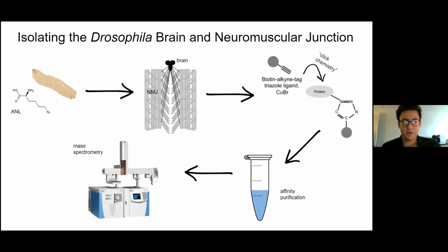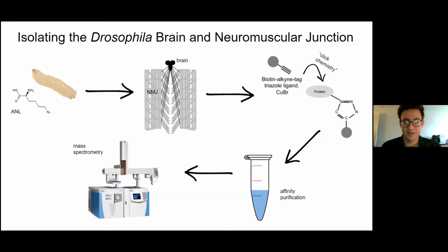This is a basic workflow of one of these BONCAT experiments, where we can isolate either the cell bodies of motor neurons in the brain or the synapses at the neuromuscular junction. In the top left, you have this good-looking fly larva that we feed this ANL drug, a methionine analog. Then we dissect it. There's a cartoon of a dissection here where you have the brain up top, and the lines extending down to the muscles are motor neurons, and they make synapses with the muscle. That's specifically what we isolate, so we can get an idea of proteins made at the synapse.